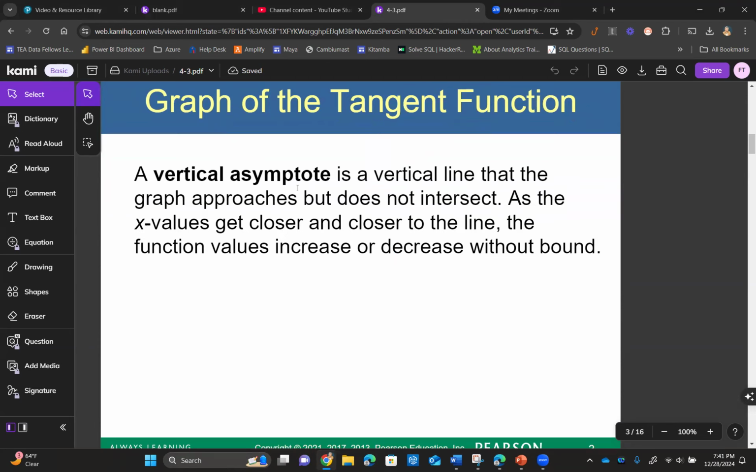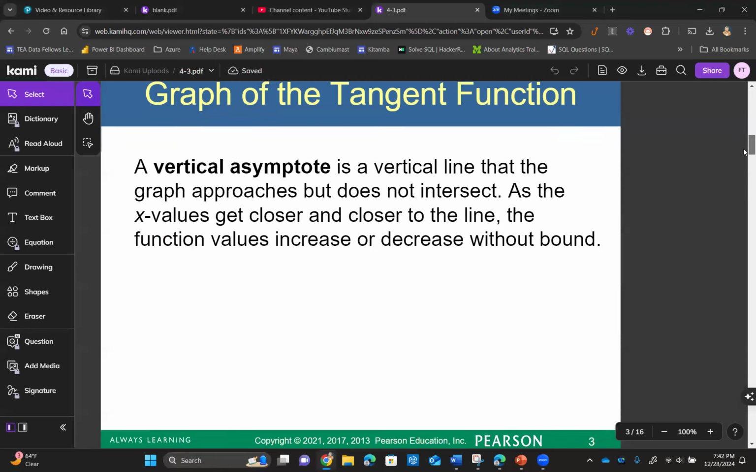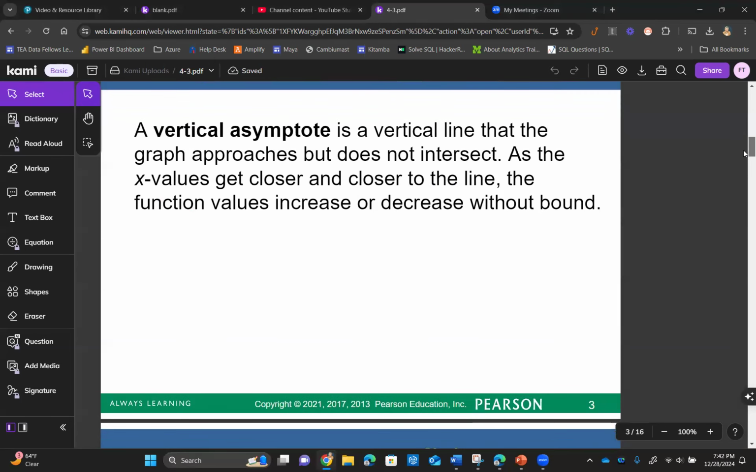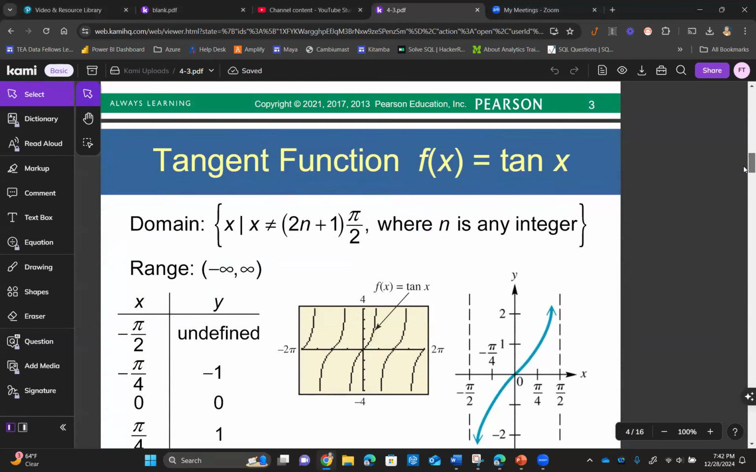It's called a vertical asymptote. So the graph is going to get super close to these vertical lines, and the graph is not able to touch them. If it touches, it becomes undefined. So we're going to have these vertical asymptotes that the graph gets closer and closer to, but it's not allowed to touch these vertical lines.